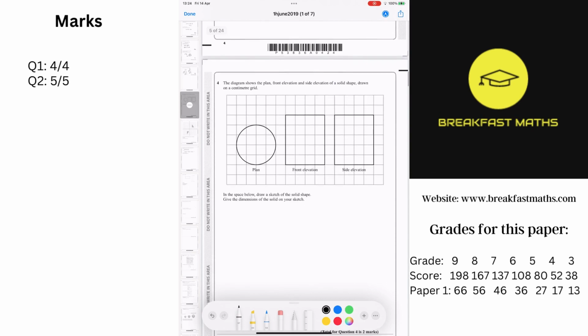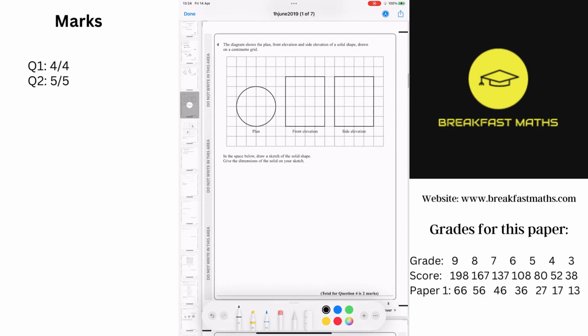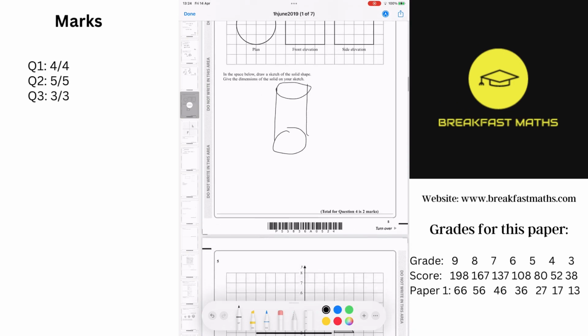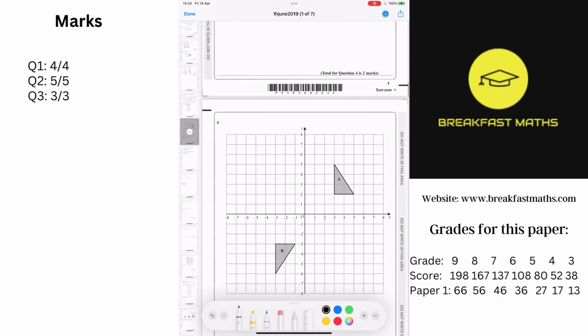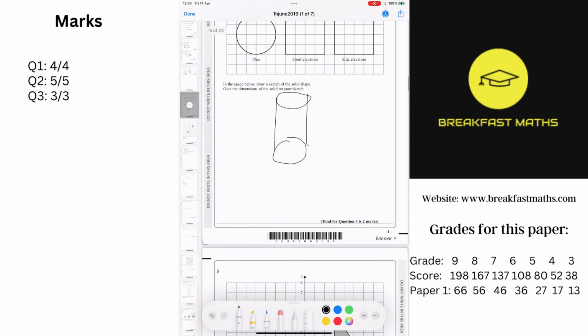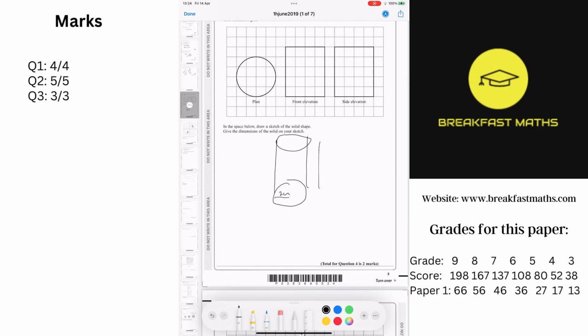Right. In the space below, draw a sketch of the solid shape below. Okay, let's think what we could do with this. Okay, so we've got a plan, that's the base, so we're going to have a cylinder in terms of dimensions. We're going to have a cylinder that's going up like that there. Okay, that'll be fine. Obviously with units, dimensions, let's think we're going to have radius here as 2 centimetres and the height here as 2.45 centimetres. Okay, that's all fine.